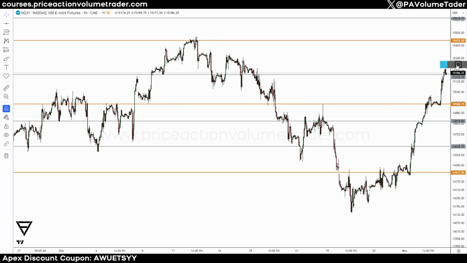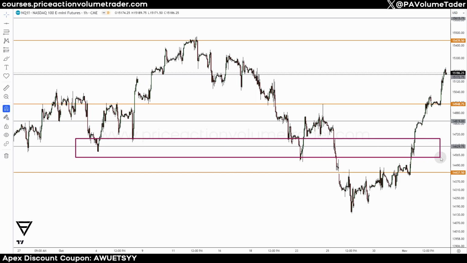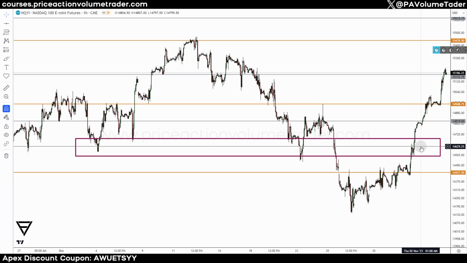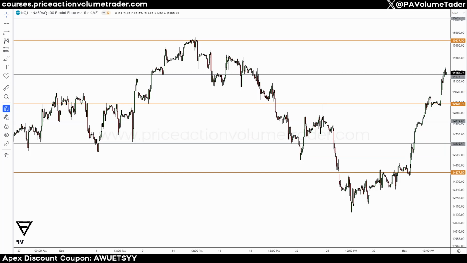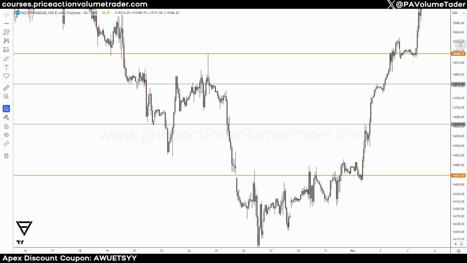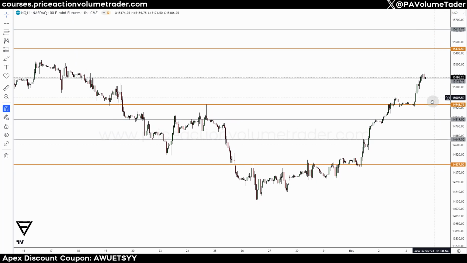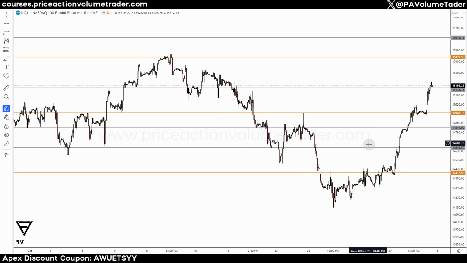So for example, if we focus on this level right here, I might move this a little bit further up, because on this move we had a significant high right here during this trend move up before we came back down and then broke through. So I just moved this level a little bit to the upside, and you can do the same thing with the other levels, just refining them.